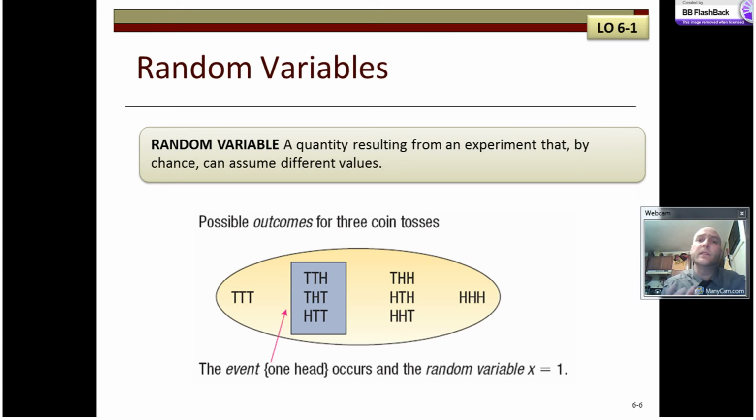Other variables that still need definition: a random variable. A random variable is a quantity resulting from an experiment that by chance can assume different values. So in that coin flip example, we have 4 different values for the random variable. We can have the random variable equal 0 because we got 0 heads. We can see the random variable can result in 1 head, it can result in 2 heads, it can result in 3 heads. So that random variable x can take on 4 possible values.